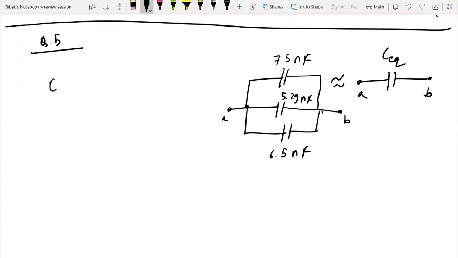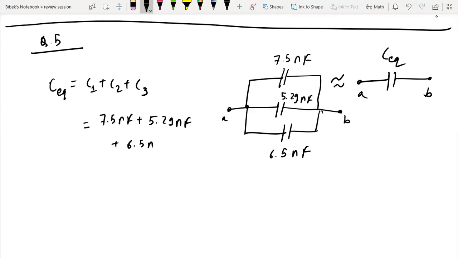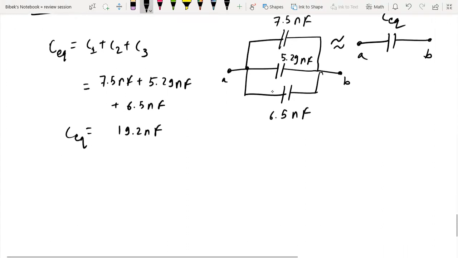For capacitance, it's very easy when capacitors are in parallel. You just add those three. The formula is just the opposite of resistors. For resistors in parallel, you need to do 1 over R1 plus 1 over R2 plus 1 over R3. Here it's just summing up all these capacitors, that's this and 6.5 nanofarad. So that's 19.2 nanofarad, the equivalent capacitance, which the first part asks.